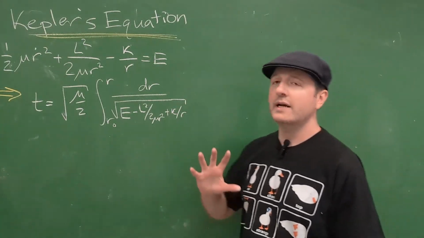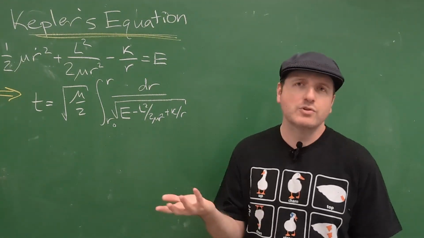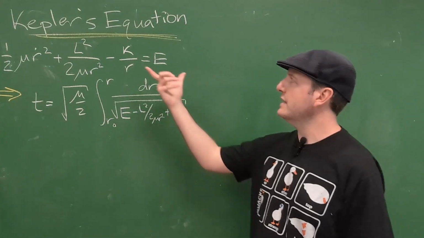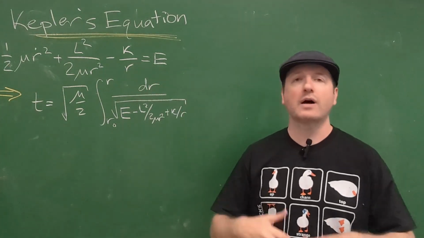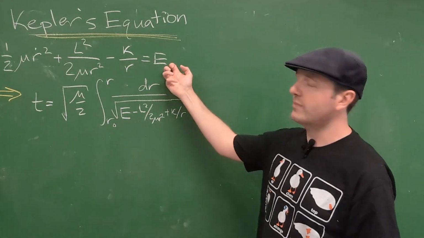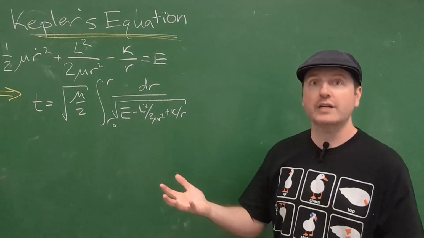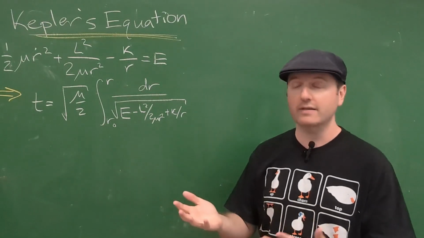So imagine again that we have a central potential. It's a 1 over r potential. It's Newtonian gravity. And we're going to write down the total mechanical energy of some particle moving under the influence of that gravitational force. So its total mechanical energy we'll call capital E. That's just how much total energy it has. Could be positive, could be negative, it depends.